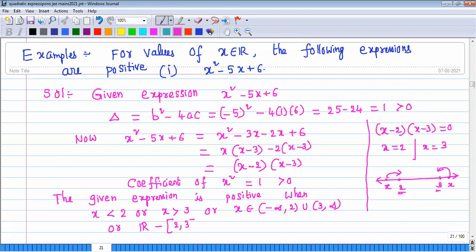Three ways you can write the answer. This is the answer. So the expression is positive when x less than 2 or x greater than 3. Otherwise, you can say x belongs to minus infinity comma 2 open interval union 3 comma infinity open interval, or capital R minus closed 2 comma 3.